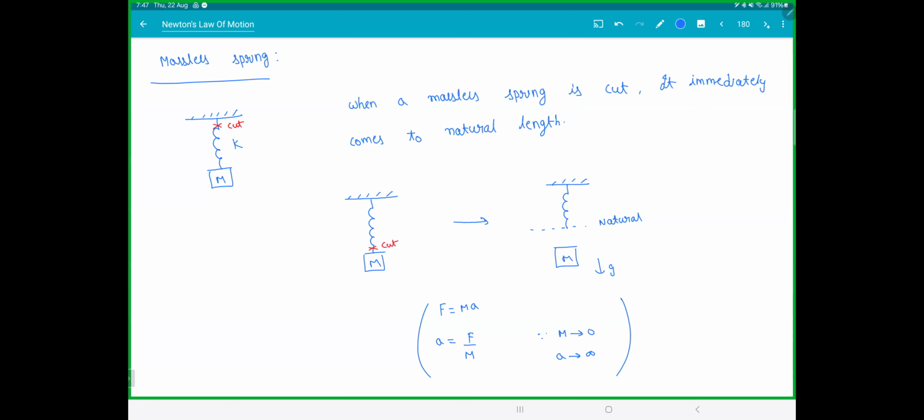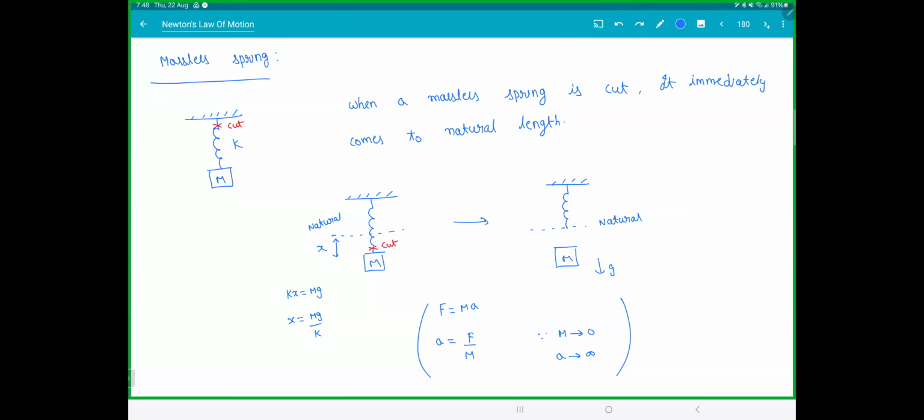Clear with this? The moment you cut it, there is no tension in the spring anymore, so force becomes zero immediately. Let's say this was the natural length initially, and initially it was elongated by some amount x. The moment you cut that spring, it will travel distance x in zero time because you have infinite acceleration. So simply remember this: if you cut a massless spring, it will come to the natural length immediately. No, here the time is not negligible, it is zero, because you have infinite acceleration. Like I said, infinity doesn't make sense.